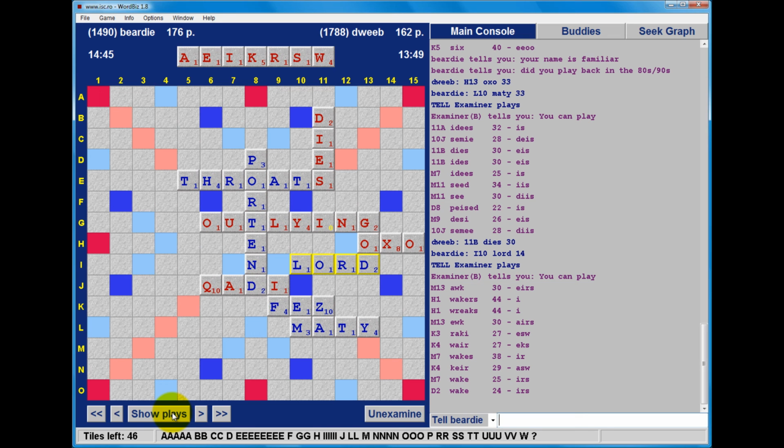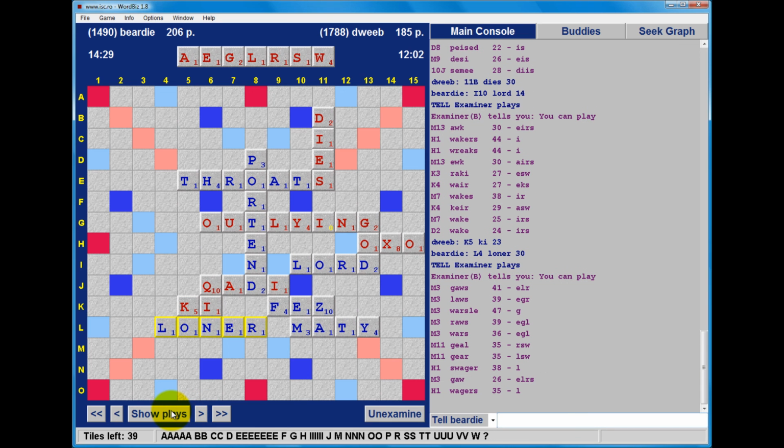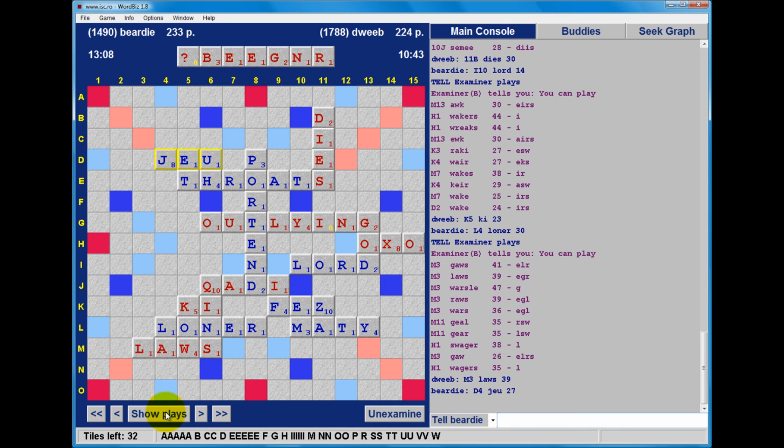Well, this was my skiwear rack. I didn't miss a bingo. I'm sure I considered Orc at M13. It's funny, sometimes during a game you can reject a move, but when you review it afterwards it looks more attractive, and Orc actually looks pretty good from this standpoint. Yep, Laws is up there, second on this particular list.